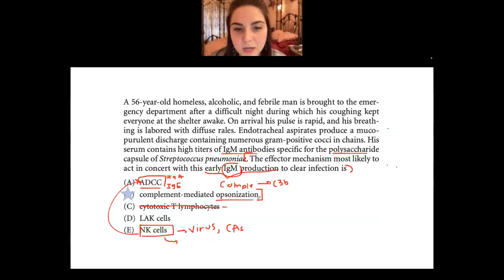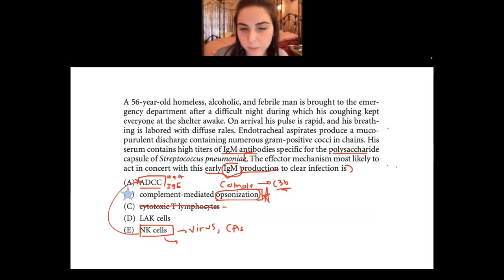I know this was kind of weird with this opsonization, but I think what they're getting at is C3b. We have early IgM production, which is really weak, nonspecific, a T-independent antibody response. I just want you to think complement. That is really the only reason we're producing this. If we get complement activation, we're going to get C3b, so at least we'll get some opsonization out of it.